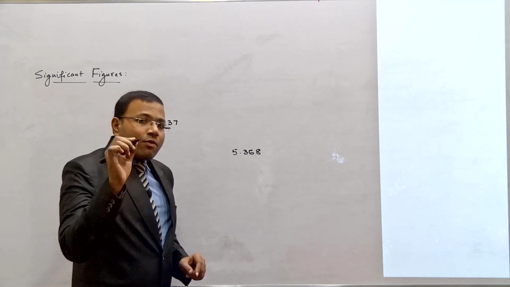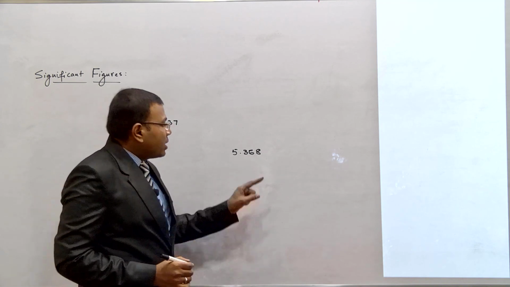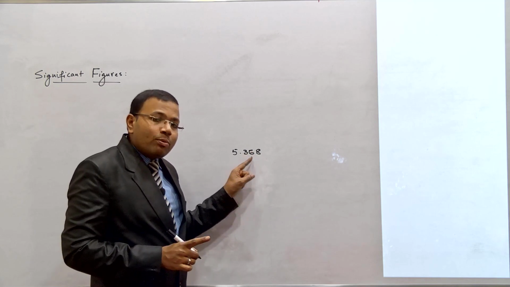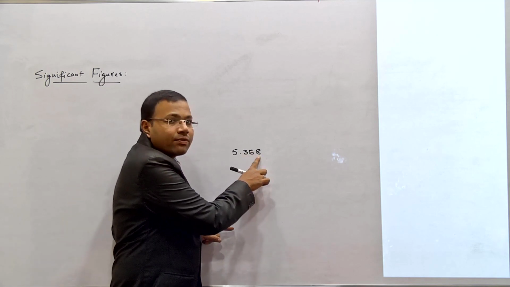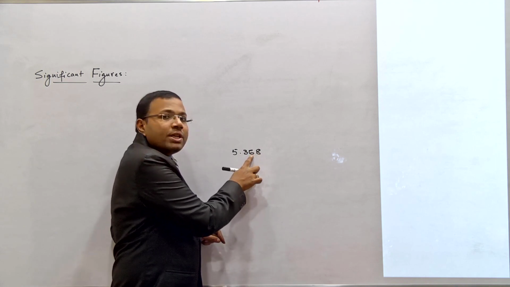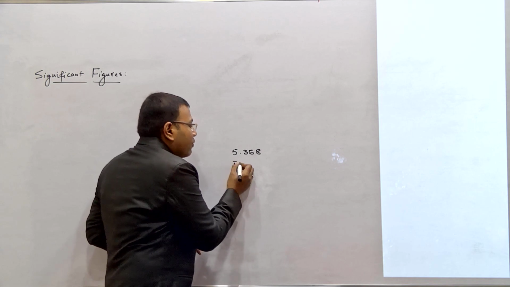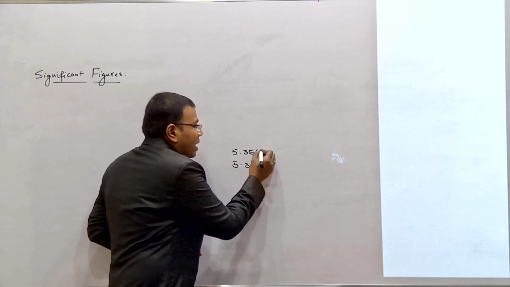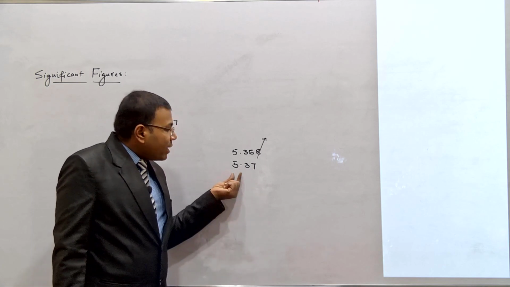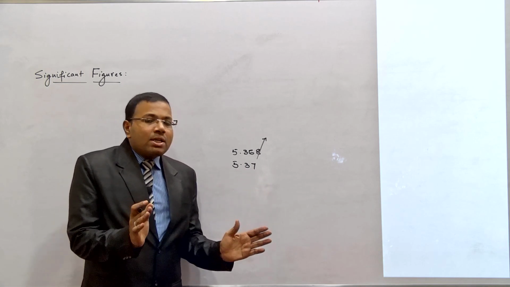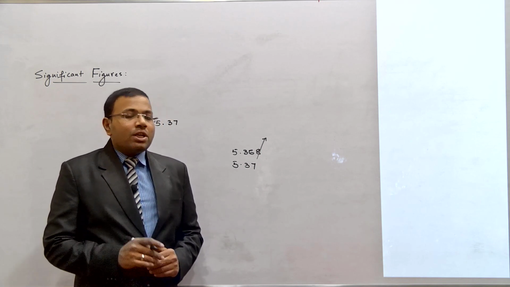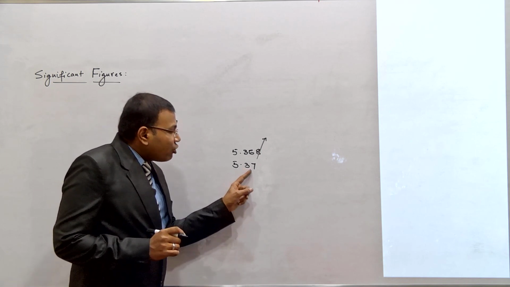Now if I want to omit the last digit, that is 8, how can I omit it? If I want to omit 8, 8 is greater than 5. If it is greater than 5, then this 6 has to be raised by 1. That means 5.37, and the last digit can be omitted. Therefore 5.37 is the number which we are getting after rounding off.